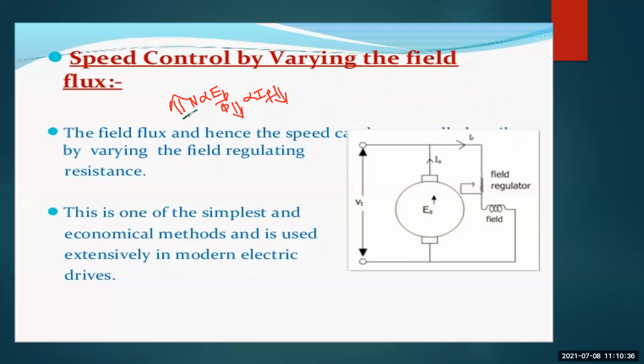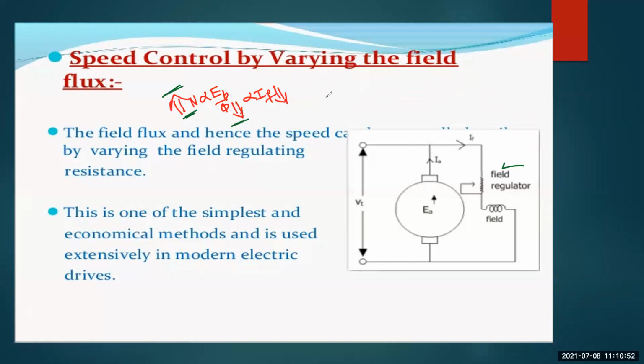So the speed can be increased in this manner by changing the field current, by changing the field regulator. By controlling the field regulator, the flux can be controlled and the speed can be increased like this.